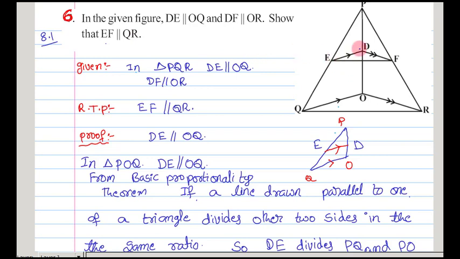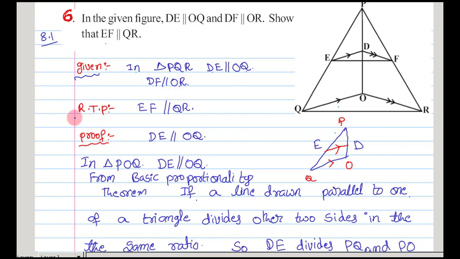Here if you observe the diagram, in this triangle PQR, DE is parallel to OQ and DF is parallel to OR. Now we need to prove that EF is parallel to QR. So for that, let us write what is given. In the given, I wrote that in triangle PQR, DE is parallel to OQ and DF is parallel to OR.